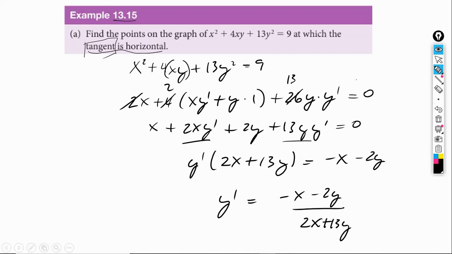Very well, but they want us to find where the tangent is horizontal. When you have a horizontal line, the slope is equal to 0. So really, they want us to find where this equals 0. Now, because the denominator cannot be 0, in reality, we have to find out where minus x minus 2y is equal to 0. So we have to solve for y here. So we're going to get minus 2y is equal to x. Therefore, y is equal to minus x halves.